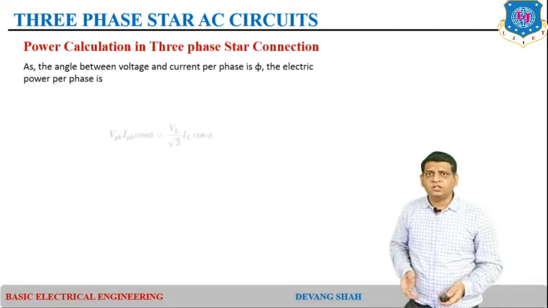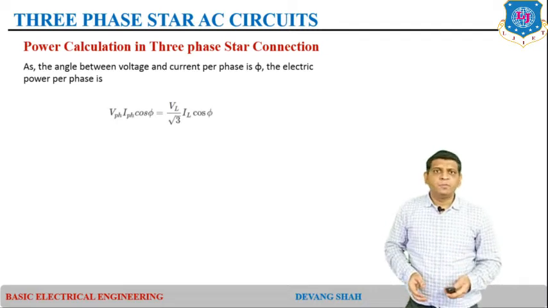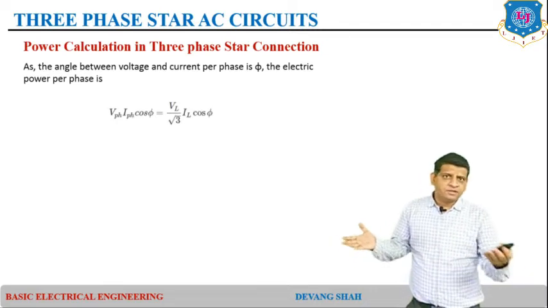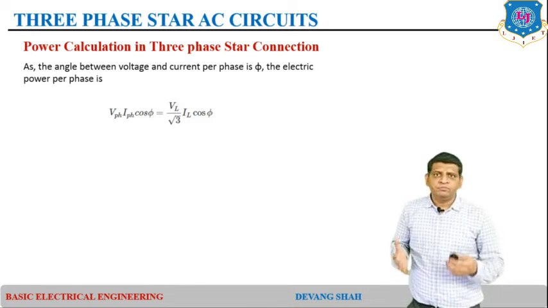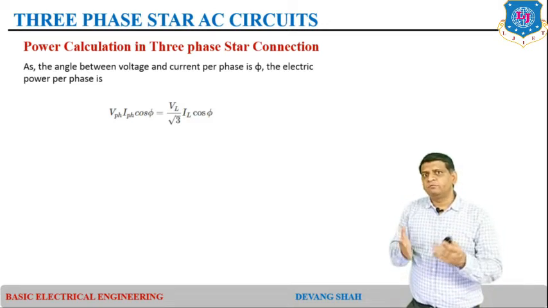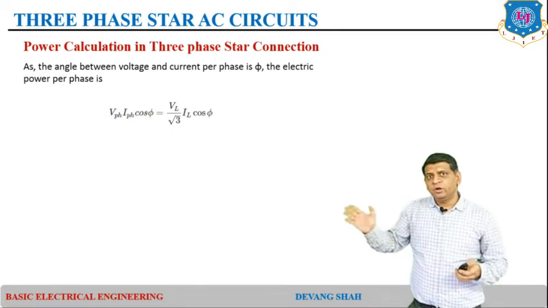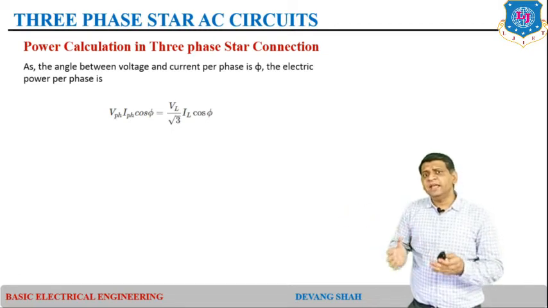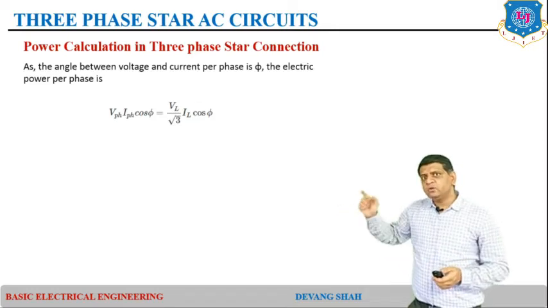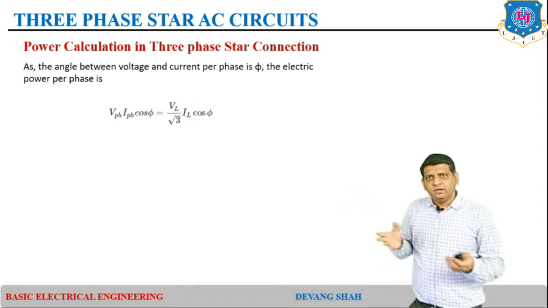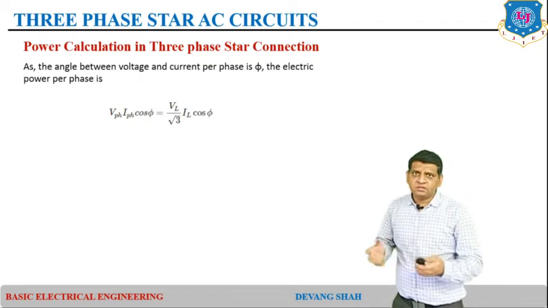So total power is nothing but 3 times the power per phase. If we simplify this particular equation, you can find VPH into IPH into cos phi. Now this is nothing but the power per phase, right? In this case you already found VL is equal to root 3 times EPH. So instead of EPH you can write VL by root 3, right? Same way IPH is nothing but IL for a star connection.